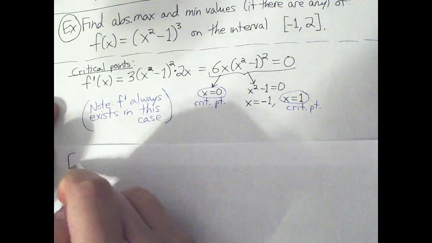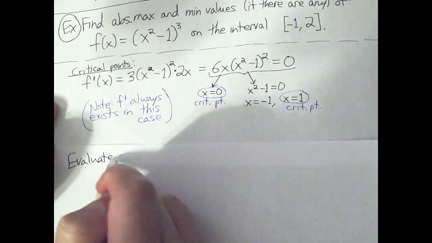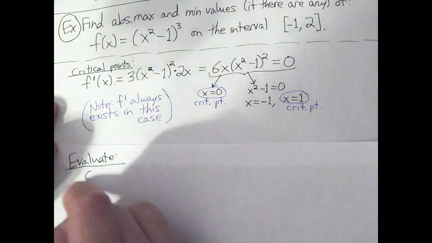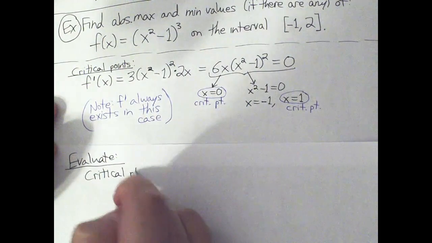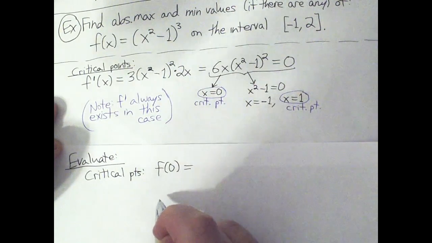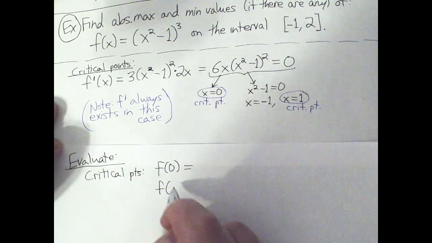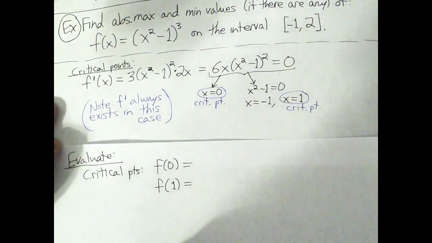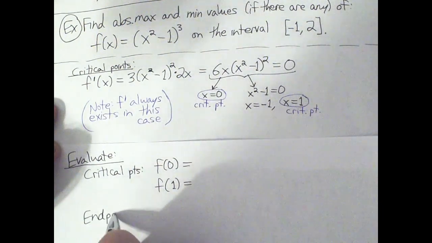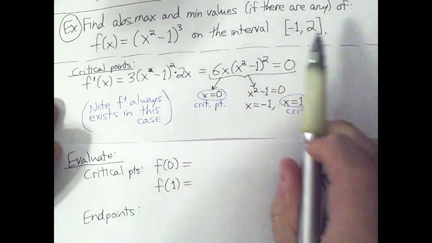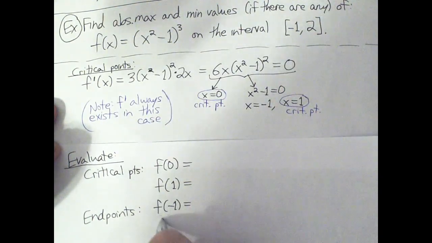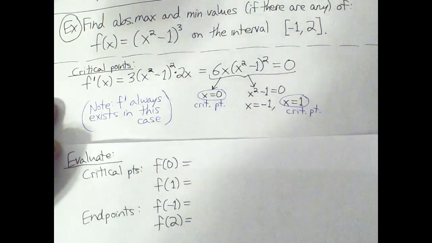All right, let's move on to step 2. Step 2 is the evaluate step. It says to evaluate the function at all critical points and endpoints. So at the critical points, we evaluate f. f of 0, we're going to find out what that is. And f of 1, we're going to find out what that is. We also need to evaluate it at all endpoints. The endpoints are the endpoints of the original interval, so -1 and 2. So f of -1, f of 2. It doesn't matter which order you do these in, as long as you check all 4 of these.